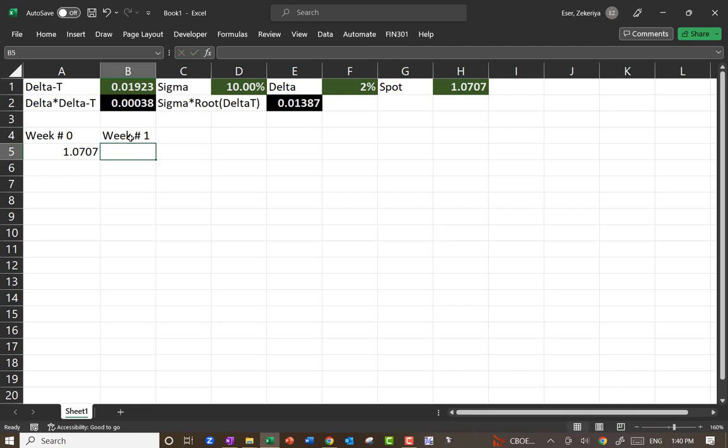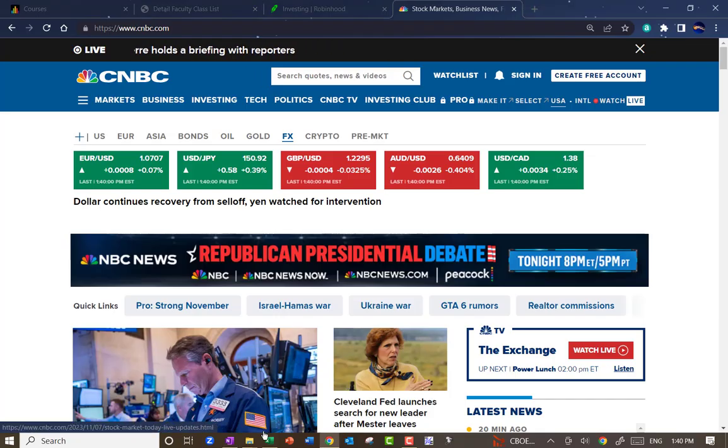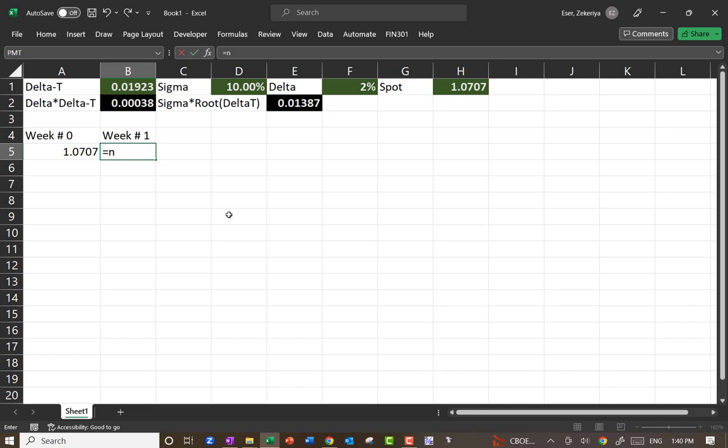Week number 1, I'm gonna basically apply this formula. But first, I'm gonna generate that random number. NORM.S.INV(RAND()). It just happens to be negative 1.47. Anytime you actually recalculate the sheet, that number is going to change because it's a random number. Okay.